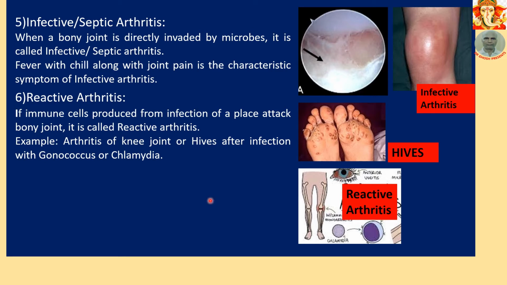Look at this picture here. The bony joint is directly affected by the microbes. Infective arthritis. This is the internal picture, this is the picture outside.